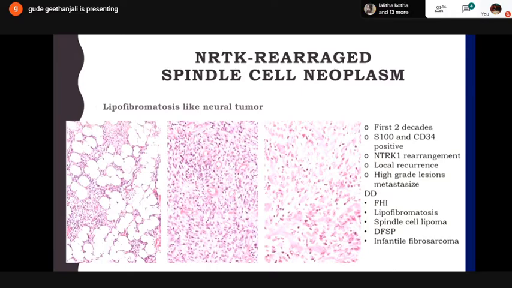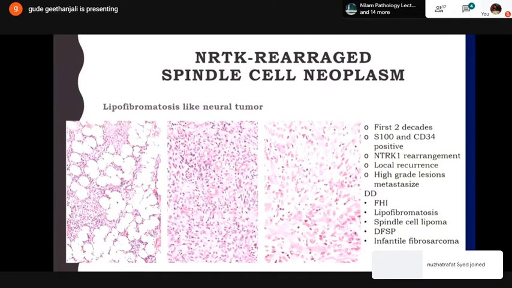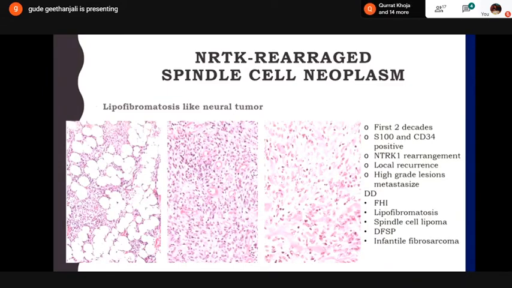The differential diagnosis for this entity is fibrous hamartoma of infancy. We can differentiate by the lack of myxoid immature mesenchyme. In comparison to lipofibromatosis, these lesions are more cellular and express S100, which is not seen in lipofibromatosis. Spindle cell lipoma also comes into the differential diagnosis because of the presence of spindle cells and adipocytes. We can see adipocytes of different sizes, and the ropey collagen seen in spindle cell lipoma is almost similar, but we don't see S100 expression in spindle cell lipoma. Another differential diagnosis is dermatofibrosarcoma; again, S100 immunostaining is helpful. And in high-grade lesions, infantile fibrosarcoma comes into the differential diagnosis, but it has other morphological clues to differentiate it, which I'll discuss later.